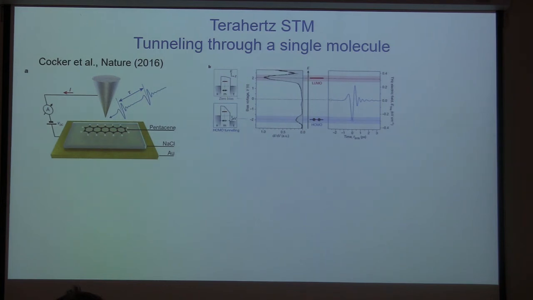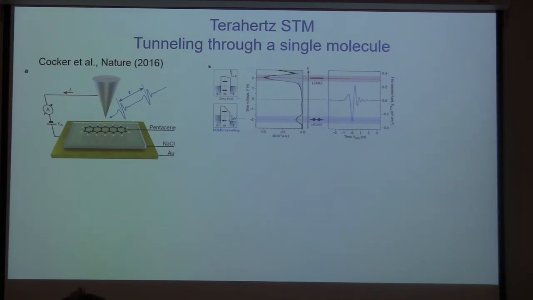And then in equilibrium, the system is such that the Fermi energy, the chemical potential, is halfway between the HOMO and LUMO orbitals, so current cannot flow, because this gap is much larger than the temperature. And then, the two reservoirs here are a metallic substrate and an STM tip.